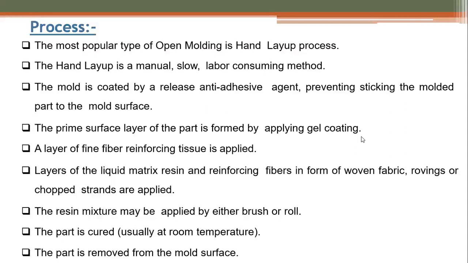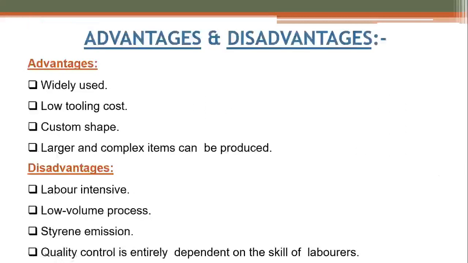In that, we have some advantages and disadvantages. First, in the advantages, it is a widely used process, generally used in mass production systems. Second, it has very low tooling cost, since the tools used for this method are very limited. It also has custom shapes, and large and complex items can be produced. These are the general advantages of this process.